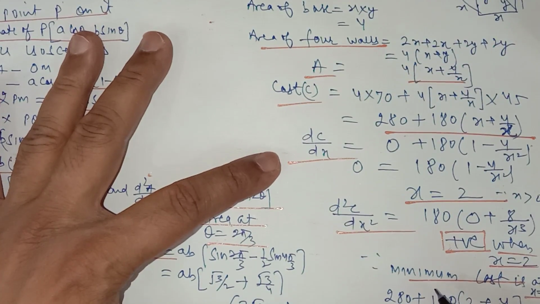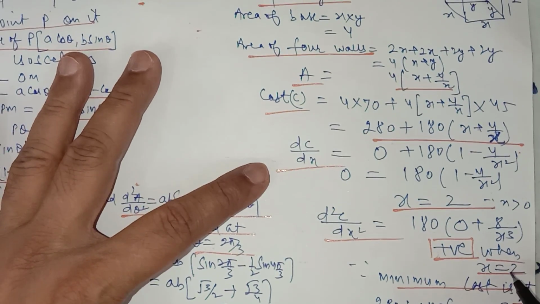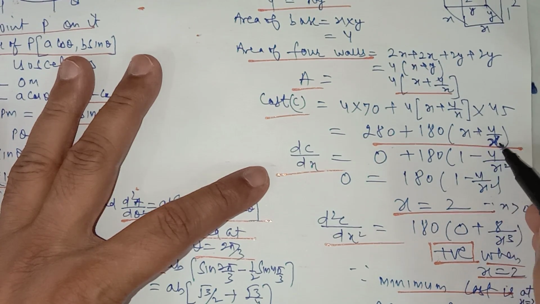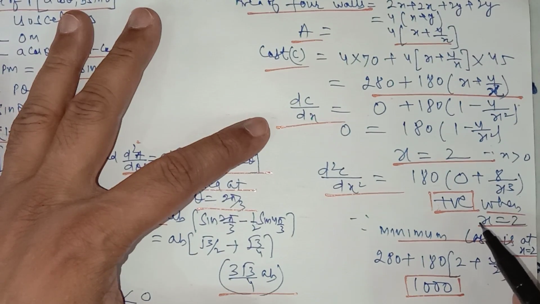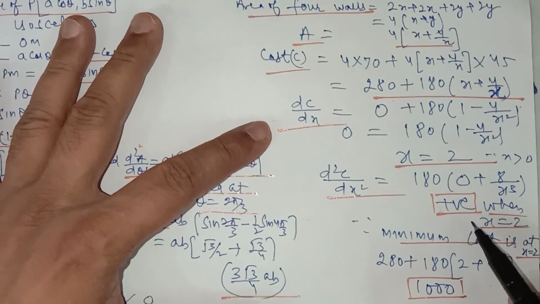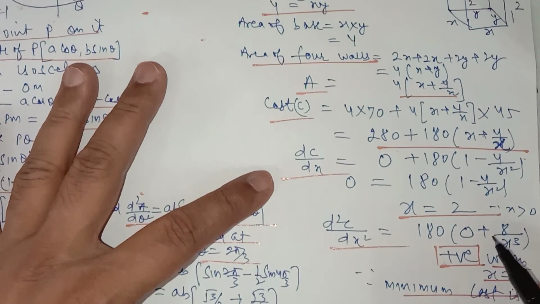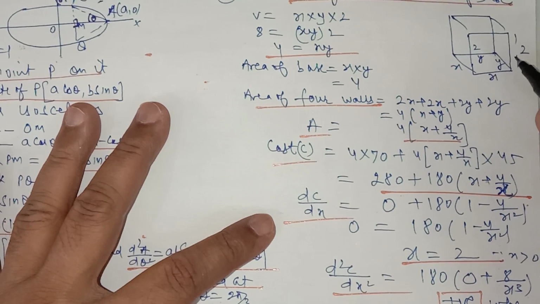So the minimum cost is there when x is equal to 2, and the minimum cost will be obtained by putting the value of x as 2 and y as 2 here. You will get the minimum cost. Why is it minimum? Because you have shown that the second derivative of the cost function is coming out to be positive.